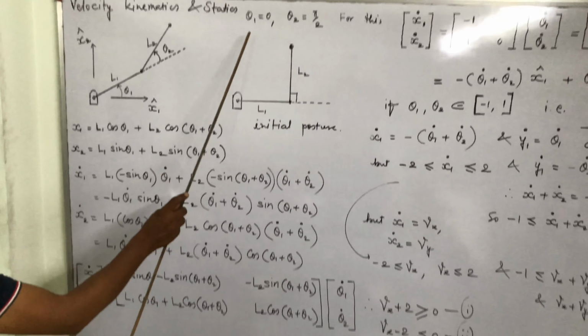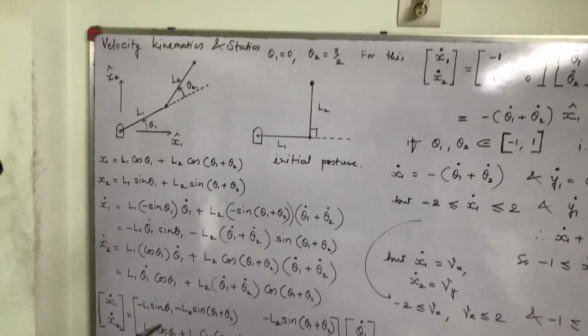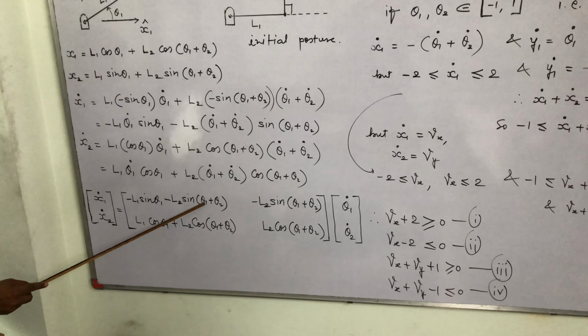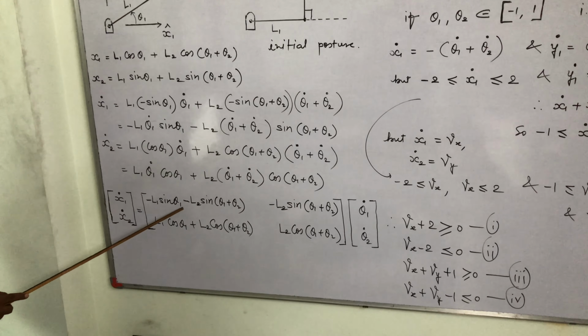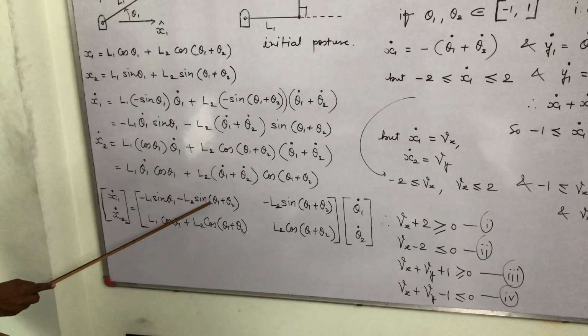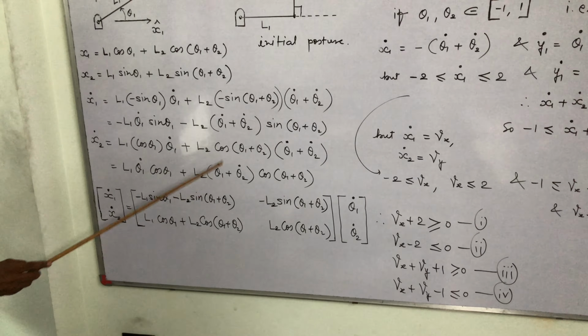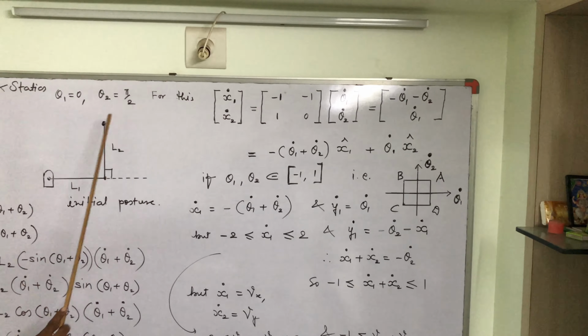Now we are considering the initial position theta 1 is 0, theta 2 is pi by 2. So if we put theta 1 as 0, sin 0 is 0. But theta 2 is pi by 2, so theta 1 is 0 plus pi by 2, this is sin pi by 2. So this term is 0, but this term is 1. So minus sin of pi by 2 is also 1. So this term as a whole is minus 1, see here, for this initial posture.